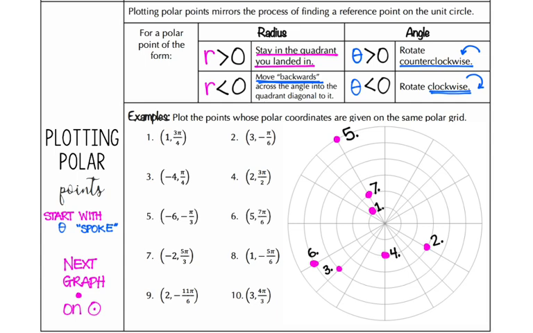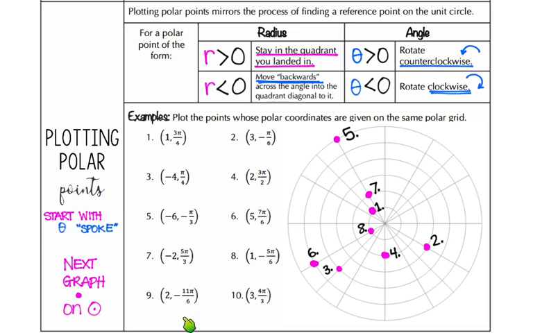For number 8, we're going to identify the spoke negative 5 pi over 6. Remember, we're counting backwards this way, counting clockwise. 5 pi over 6, identifying that spoke. And then it says to walk out 1. And so we just go to 1, and then there's the point for point number 8.